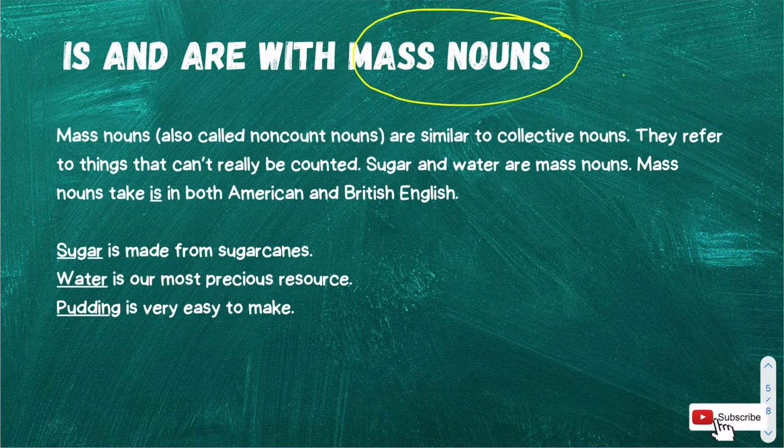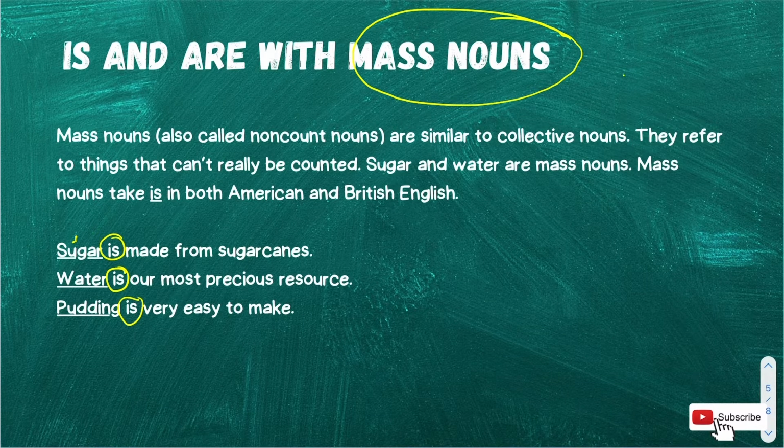In this case, in both American and British English, ang gagamitin natin ay is. So, for example, sugar is made from sugar canes. So, is. So, alam natin ang sugar ay maramihan. Okay, water also is, pudding also is.